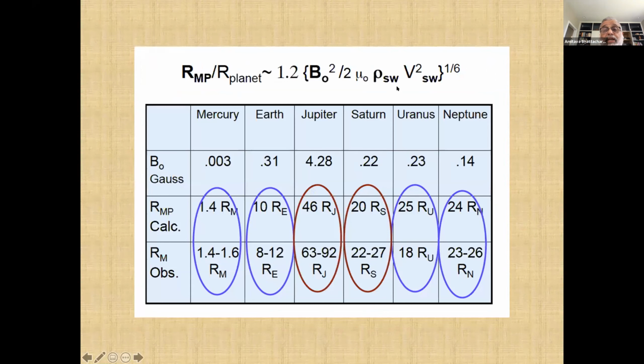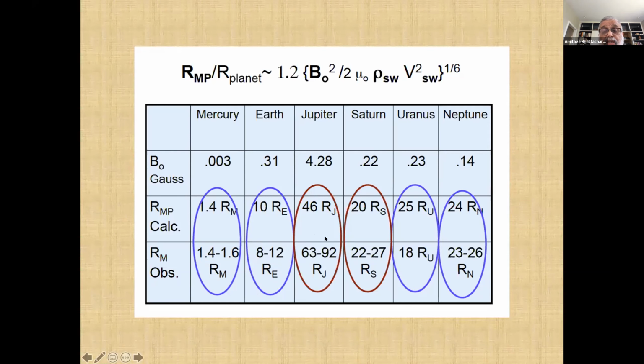And when you actually calculate that for Mercury, Earth, Jupiter, Saturn, Uranus, and Neptune, one thing you quickly realize is that for Earth, the RMP calculation gave you something of the order of 10 RE, which lies between 8 to 12 RE. And I pointed out to you why the corrections due to various things, not included in Chapman-Ferraro, can make up for the distance.